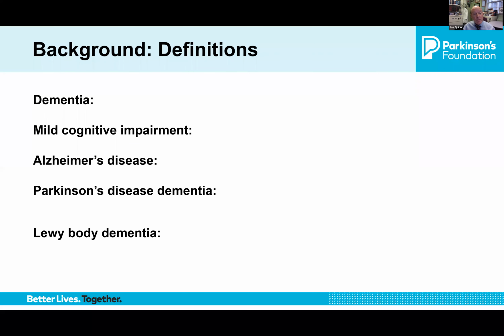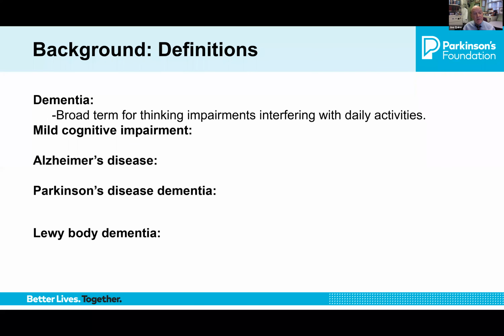Dementia is a broad term, sort of an umbrella term that covers a lot of these different conditions, and it refers to impairment in thinking that is severe enough to actually interfere with daily activities. By daily activities, I mean the ability to work, to drive a car, to keep appointments, to manage finances, to cook meals, and that sort of thing. So we reserve the term dementia for when thinking problems are severe enough to interfere with those things.